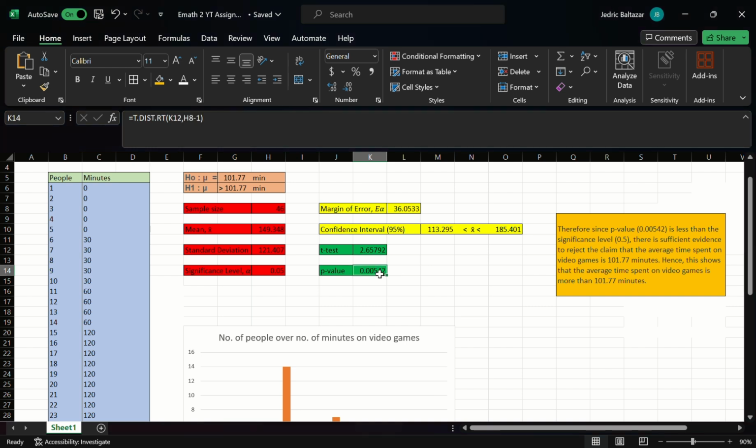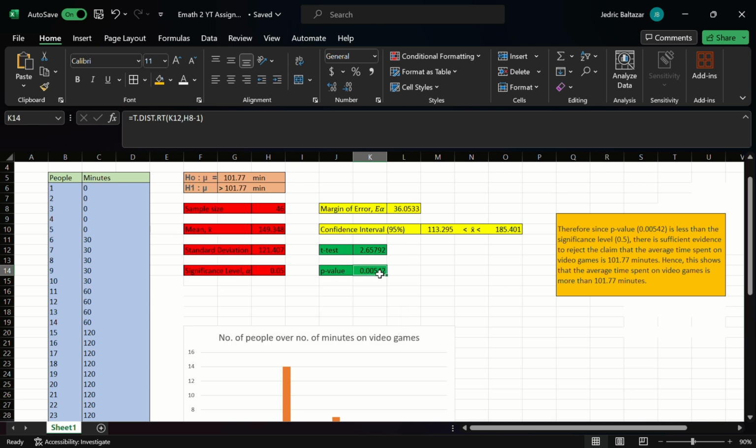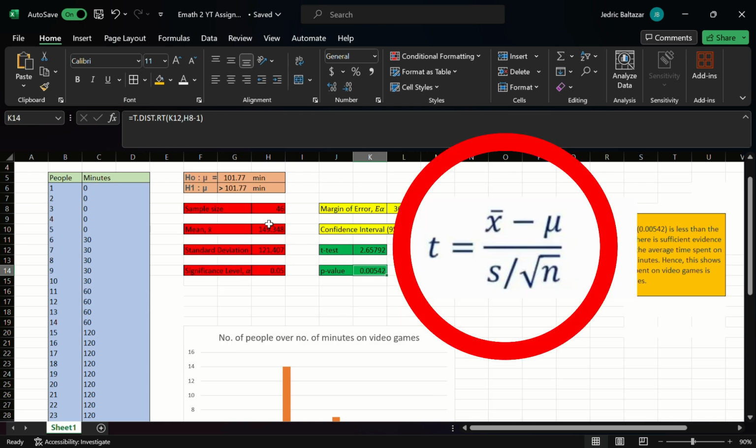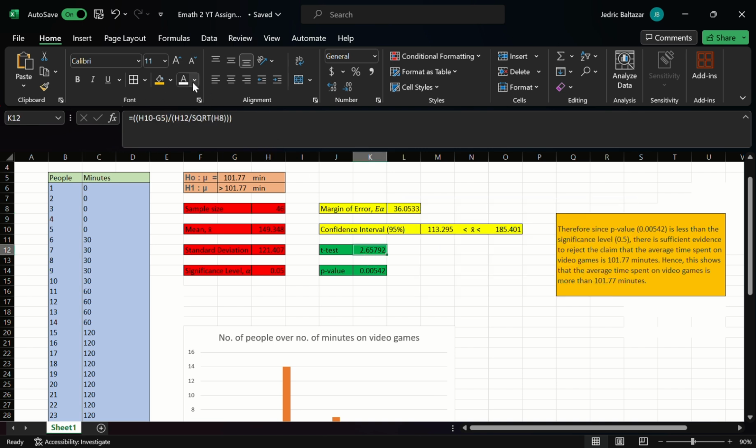Now, in order for us to find a p-value, we will have to conduct hypothesis testing for our mean. Since we don't know the standard deviation of the population, we have to use t-test. So using this formula, we take our sample mean minus our population mean over our standard deviation divided by the square root of our sample size. So as you can see here, using the formula, we get a value of 2.65792 for our t-test.